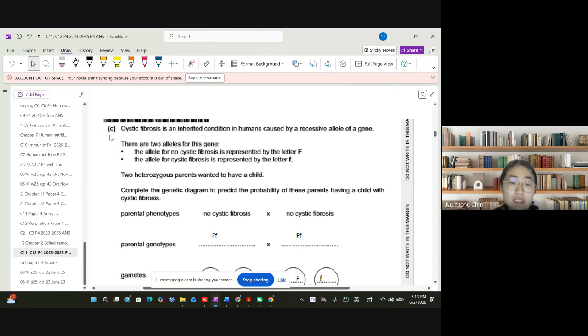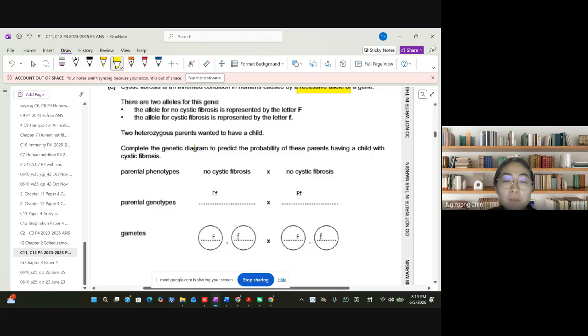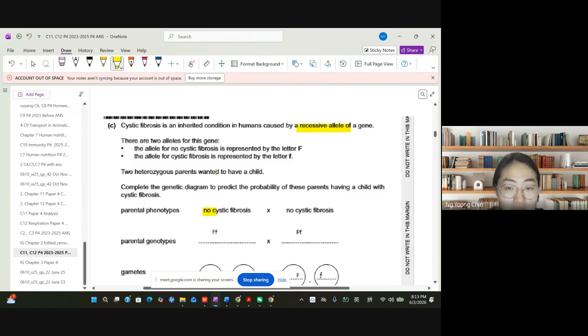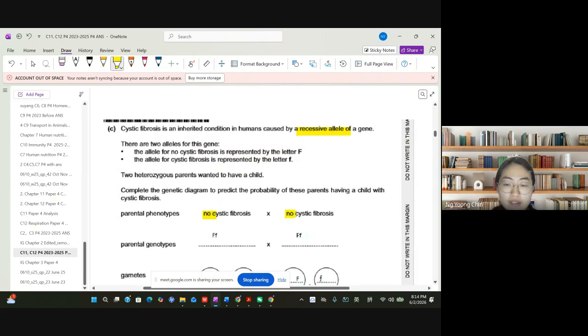So this is about cystic fibrosis. Cystic fibrosis is a kind of inherited condition. They tell you it's caused by recessive alleles, so the allele must be a small letter; the small letter is the defective gene. And then complete a genetic diagram. Your parents, one has no cystic fibrosis and the other has no cystic fibrosis, which is from the phenotype, the physical appearance.